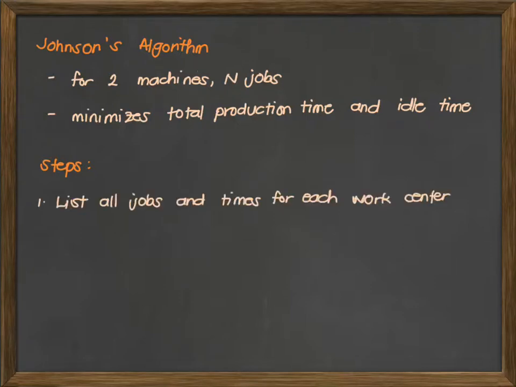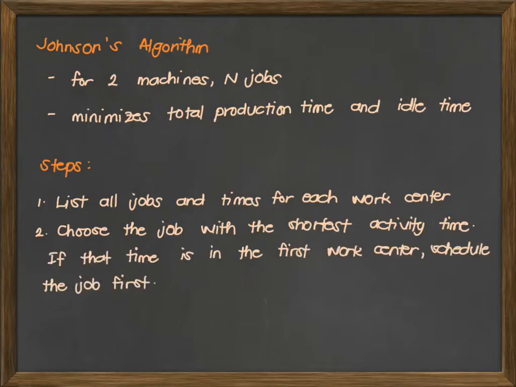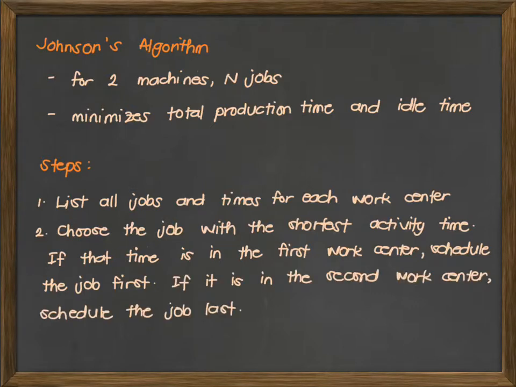First step is to list all the jobs and times for each work center. Second is to choose a job with the shortest activity time. In this step, we are going to scan two columns for machines 1 and 2. And then kung sino yung pinakamaliit na number, yun yung ating pipiliin na isequence doon sa job. Now, if that time is in the first work center, we are to schedule the job first. And if it is in the second work center, we are to schedule the job last.